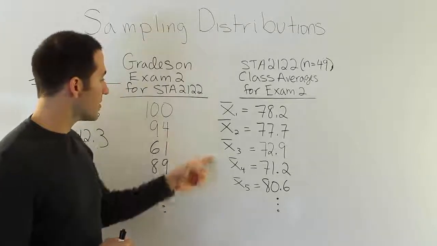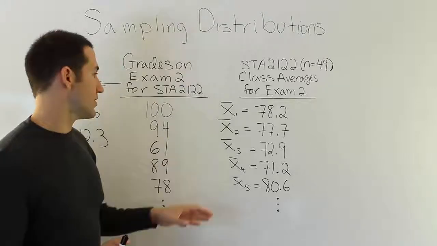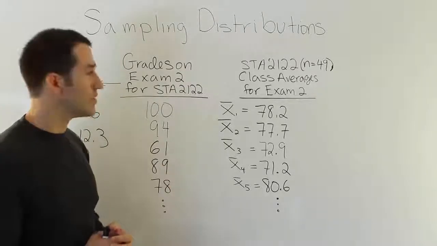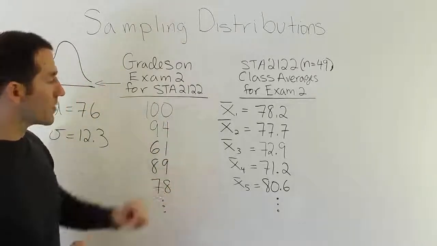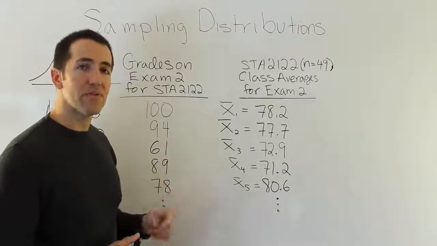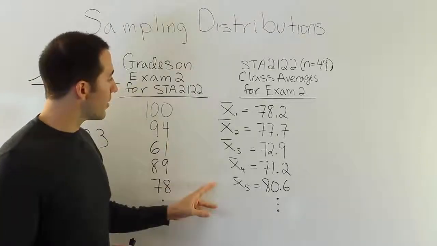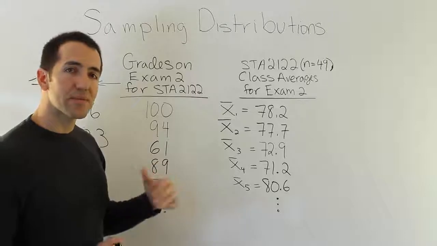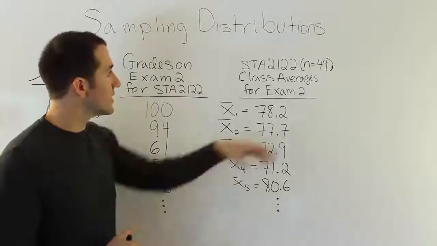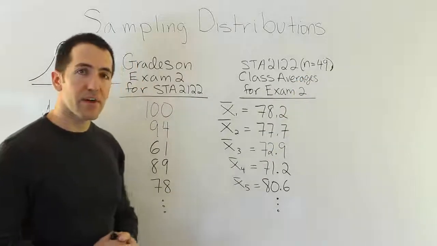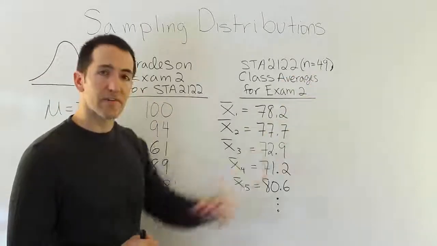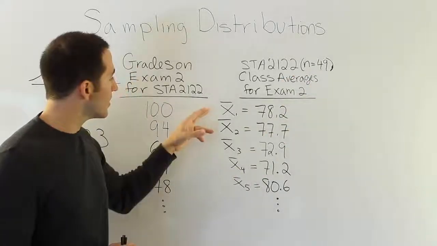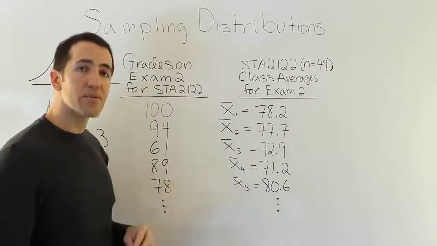So let's talk about some things we have to know about x bar just to give some answers to these questions. It turns out, as we're going to learn later from a theorem called the central limit theorem, that x bar is going to have an approximately normal distribution, as long as the sample size is fairly large. So in this case, our sample size is 49. That's going to be large enough to assume that these x bars have an approximately normal distribution.